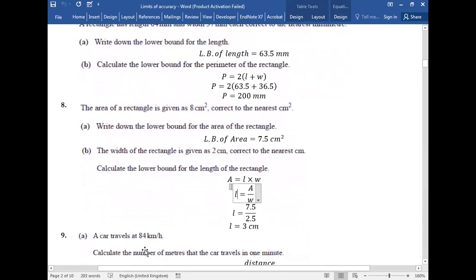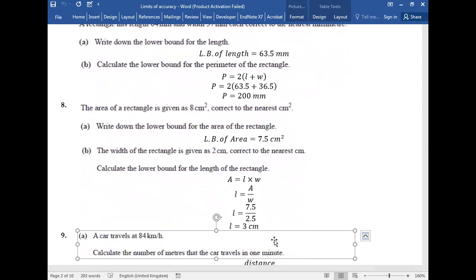Okay. A car travels at 84 kilometers per hour. Calculate the number of meters that the car travels in 1 minute. Distance is equals to speed into time. Speed किसमें kilometers per, तो time भी किसमें लेना पड़ेगा, hours में. 1 minute hours में कितना हो जाएगा? 1 minute is 1 hour. Wow. पेपर 2 hours का होता है, 2 मिनट में खत्म ना हो जाए बेटे. 1/60. Is that right? तो करो.